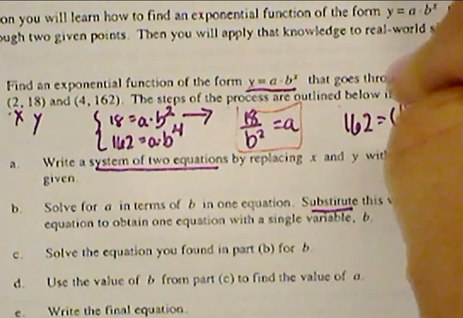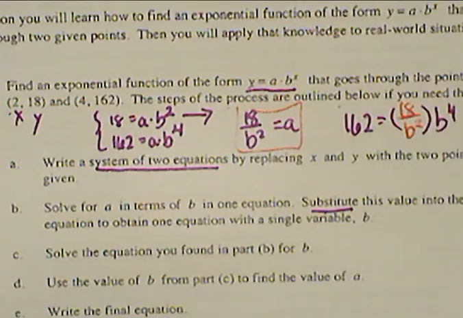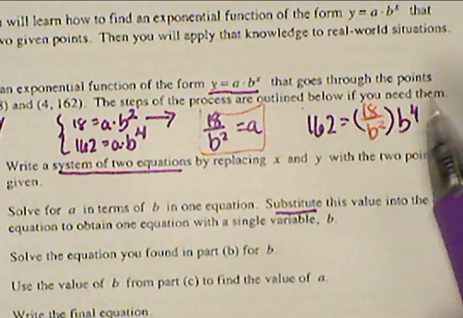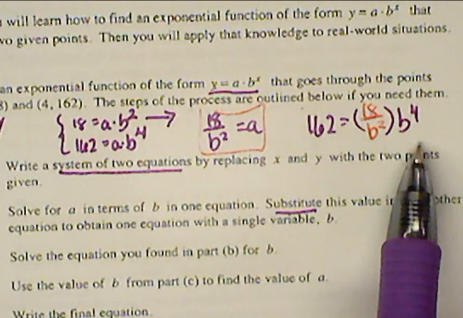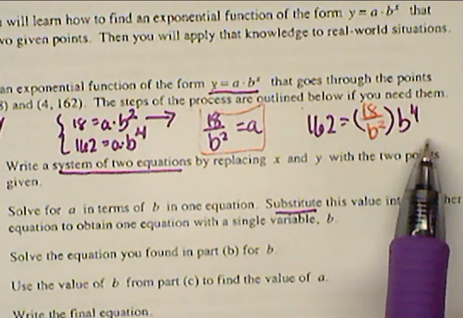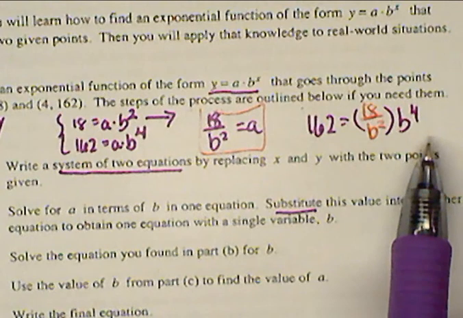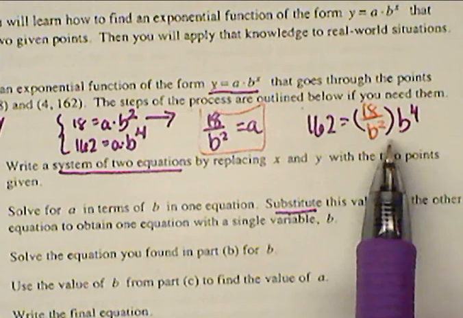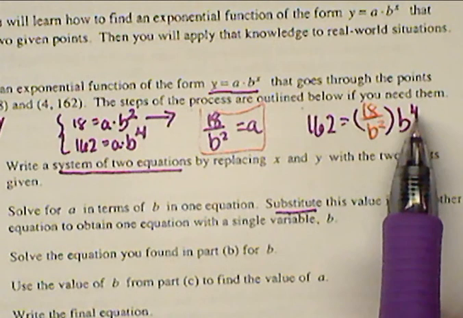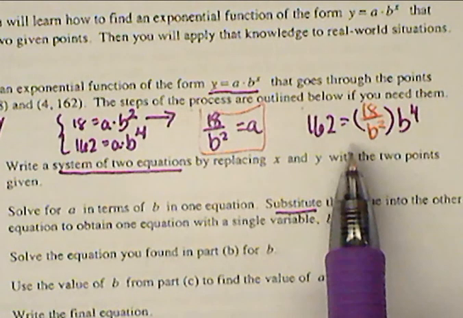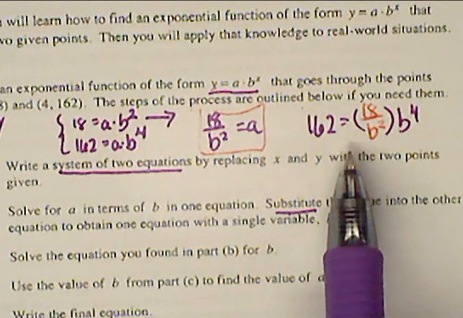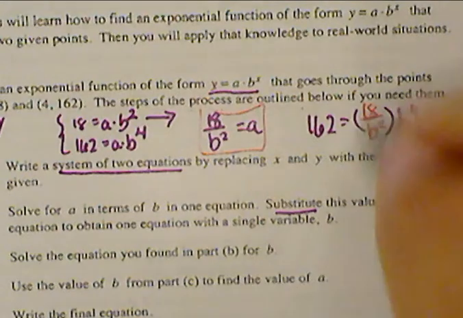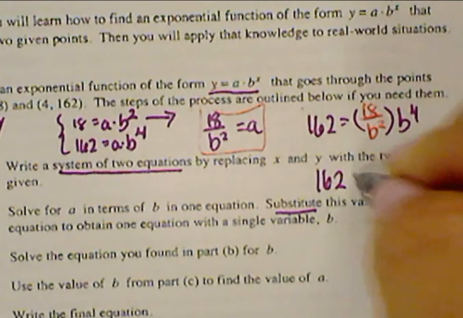Do I know how to simplify this? First of all, how many equations do I have now? 1, but how many variables do I have? Only 1, because I eliminated the other variable, so should I be able to solve it? Yeah. How do I simplify this? b to the 4th divided by b squared is b squared, because 4 minus 2 is 2, so those extra b's cancel. So 162 equals 18 b squared.